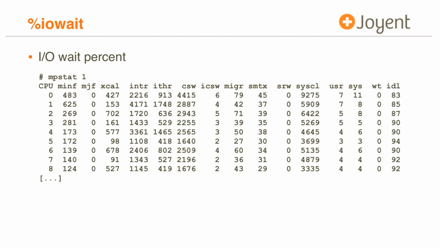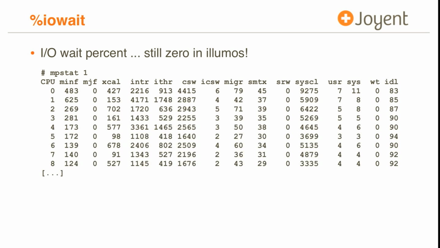Another really useful tool is %iowait. You can see %iowait as a column in mpstat. I'm just trolling, seeing if anyone's awake. No, this is still 0. %iowait, we actually hardwired this to 0. This is not part of my performance tools. Sorry. It's still 0. We actually go and use DTrace and everything else if we want to find out what's really happening.